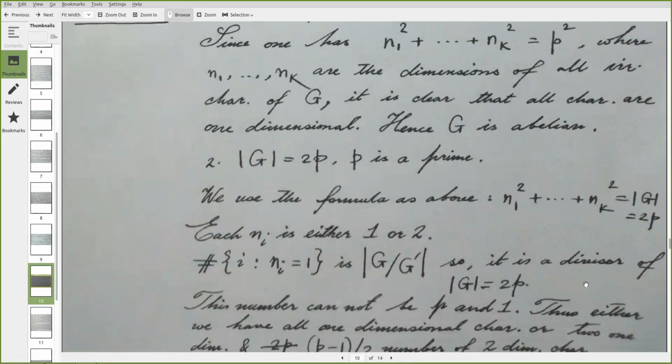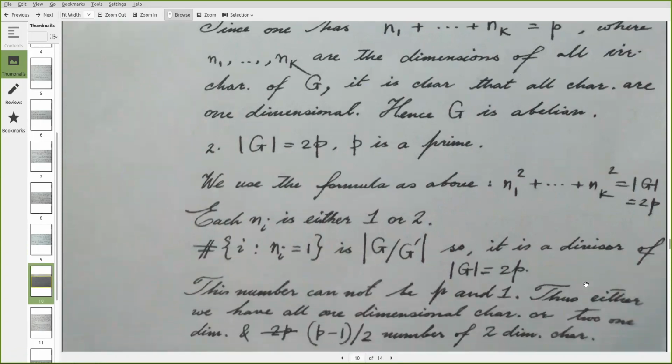Okay, so as I just said, each Ni can be 1 or 2. Now we just want to know how many of them are 1 and how many of them are 2. So let's look at the number of i's such that Ni is 1. That means the number of one-dimensional characters.